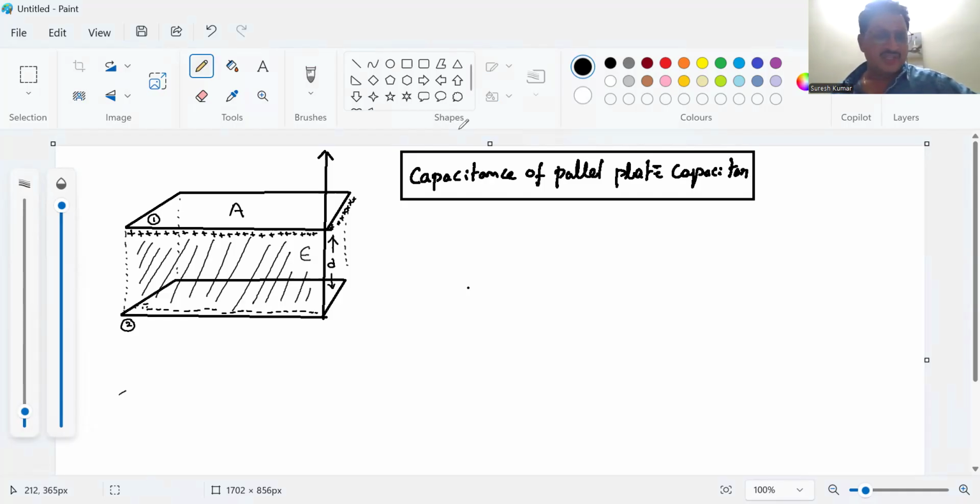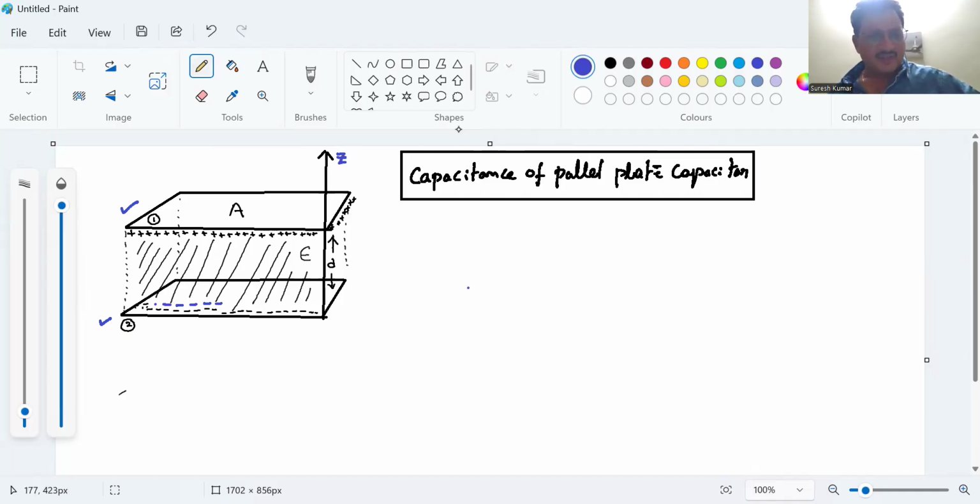Now, initially, we need to consider two parallel plates. This is plate 1 and this is plate 2. Plate 1 is charged with positive charge. Here you might have seen these plus signs, which mean plate 1 is charged with positive charges and plate 2 is charged with negative charges. Both the plates have equal area and they differ by a distance d along the z-axis.